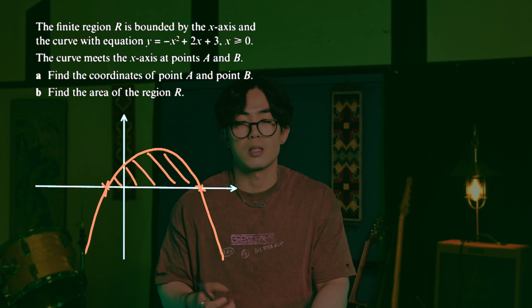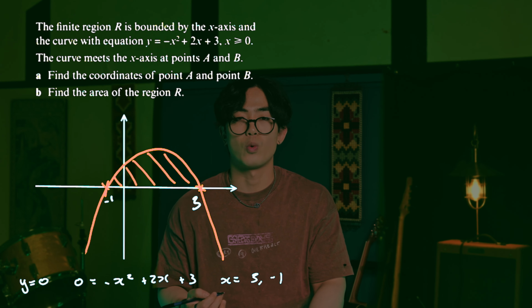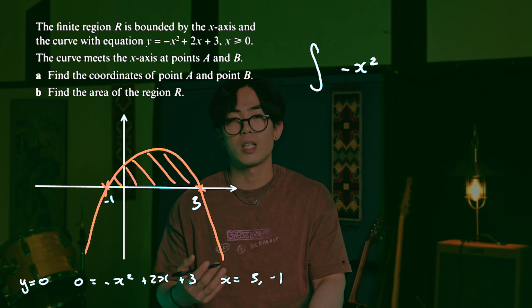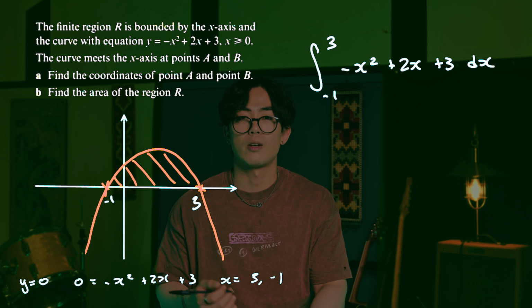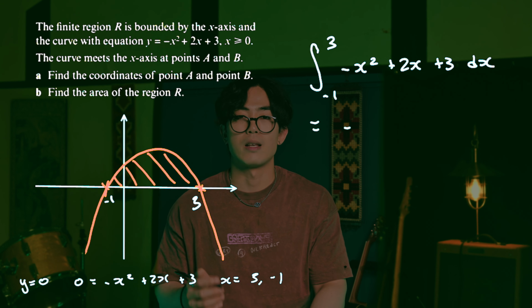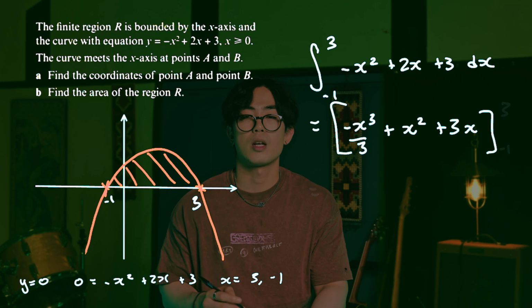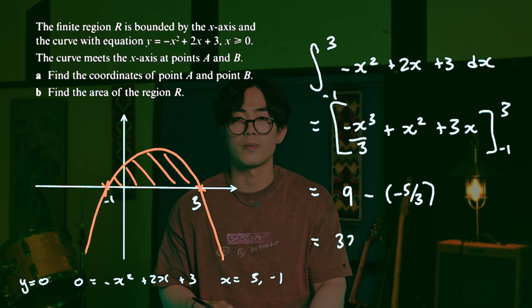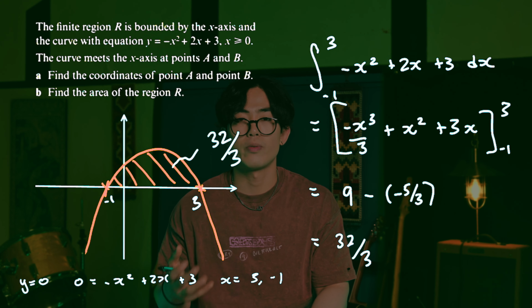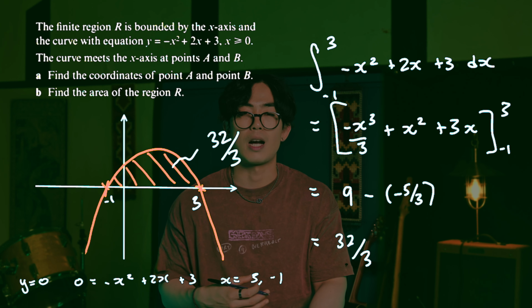This we can simply do by just equating it to 0, right? So if I do that, I get x is 3 and negative 1. So I'll have to integrate it with respect to dx from limits of minus 1 to 3. Let's go ahead and integrate. So if we do that, we'll get minus x cubed over 3 plus x squared plus 3x, limits minus 1 to 3. Plugging it in will give me 9 minus 5 over 3, 32 over 3. So the actual integrating part is not difficult. It's us having to understand what the limits have to be to find the appropriate area for the question.